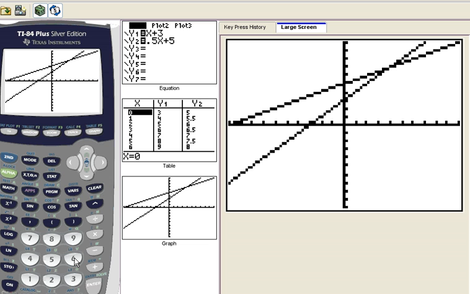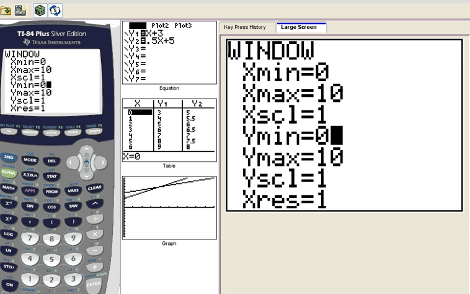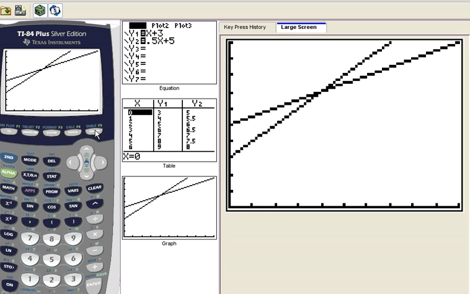Once I have it here, when I'm talking about the number of books I bought, I'm really talking about positive numbers. And all these numbers here and here are negative. I really don't need those. What I'm saying is an appropriate window here would be to go from 0 on both the X and the Y axis. And then graph it. So that looks like this. And we can see that the two lines intersect.